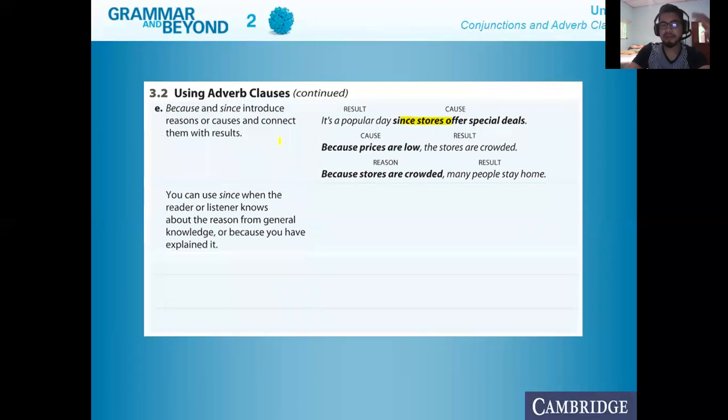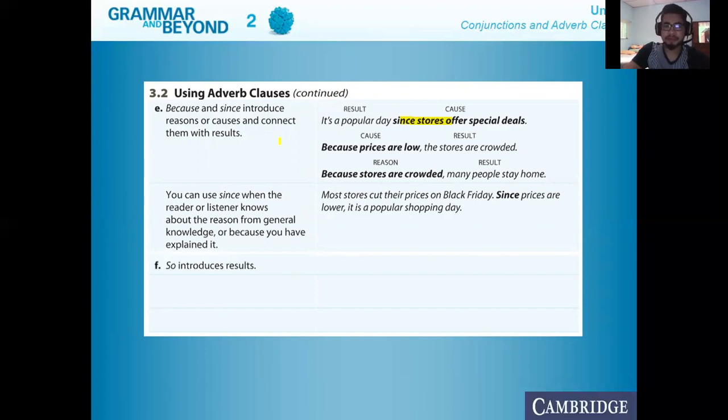You can use since when the reader or listener knows about the reason from general knowledge or because you have explained it before. That is the reason why you're going to use because first if somebody hasn't heard about the reason for something or doesn't know the answer. But in the other case, you're going to use since to show that probably that person has already heard about it before or already has certain knowledge about the situation. For example, most stores cut their prices on Black Friday since prices are lower and it's a popular shopping day.